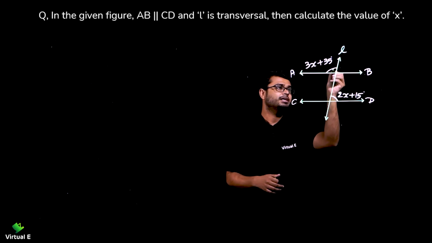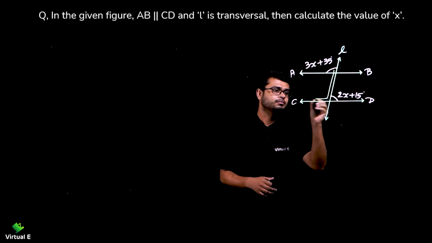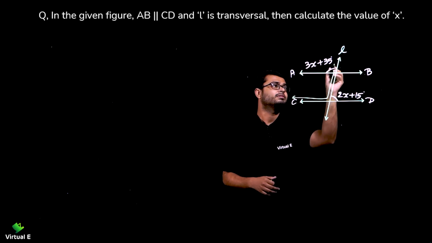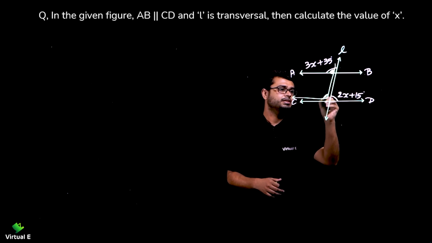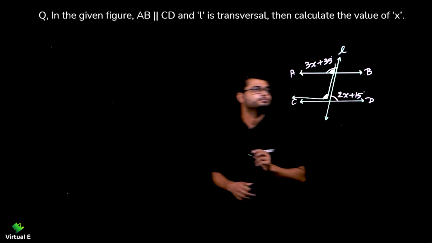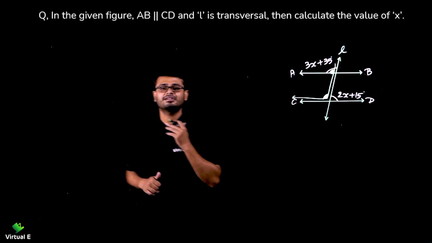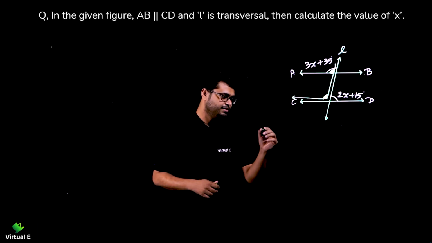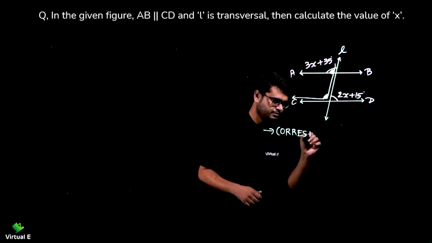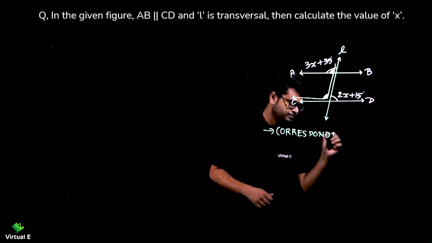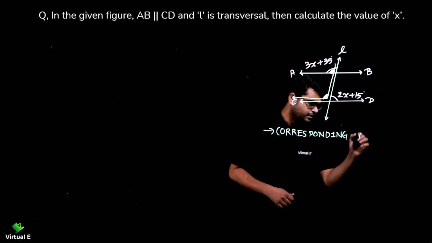See, this angle is over here, and if I draw the F, we can see that this angle and this angle are equal. Why? Because they are corresponding angles. So let's write here: corresponding angles.